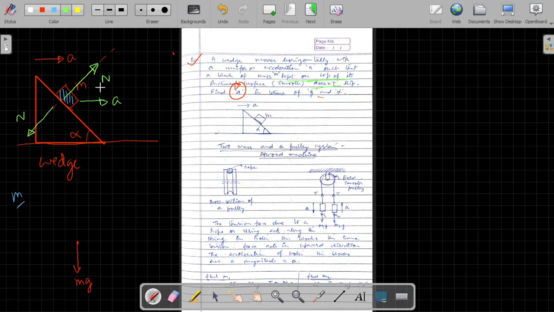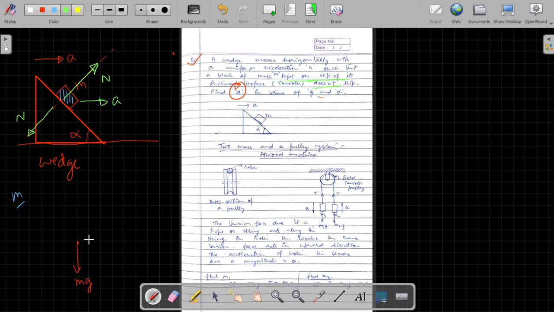So even if the whole system is accelerated, the normal reaction would be acting in this direction only. Additionally speaking, the acceleration does not affect the direction of normal reaction. The direction of normal reaction would remain along this common normal direction. So that complication is never there.